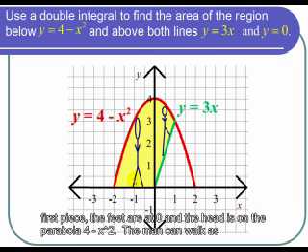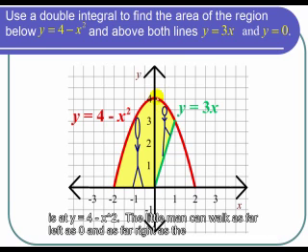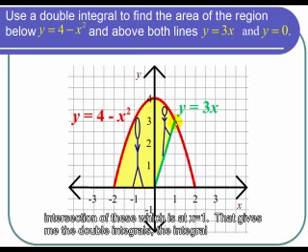So for the first piece, the feet are at 0, and the head is on the parabola 4 minus x squared, and the man can walk as far left as -2 and as far right as 0. For the second piece, the feet are on y equals 3x, and the head is at y equals 4 minus x squared, and the little man could walk as far left as 0 and as far right as the intersection of these, which is at x equals 1.